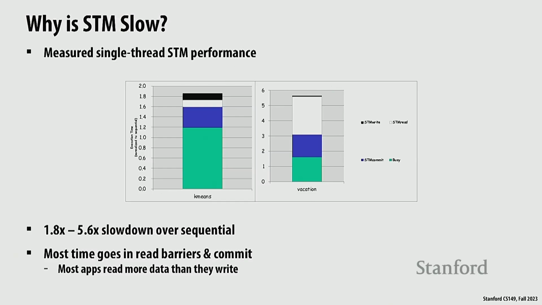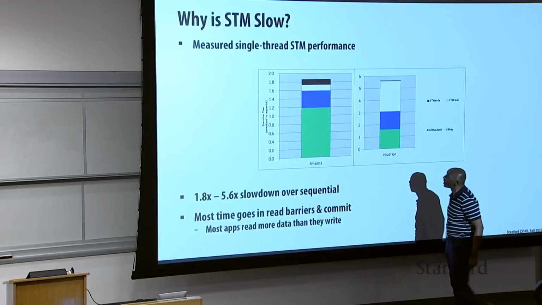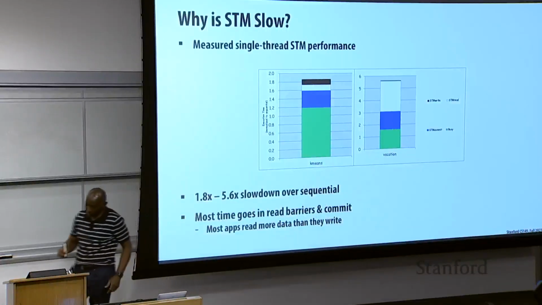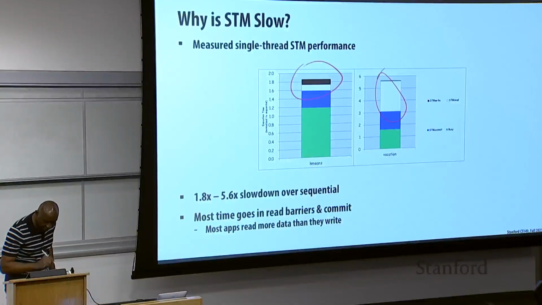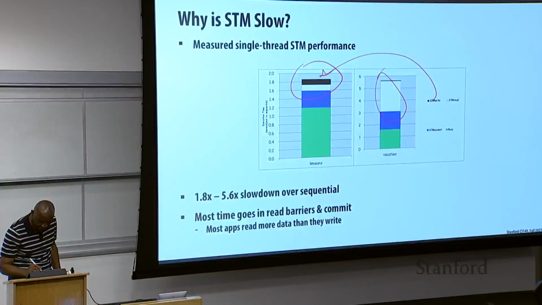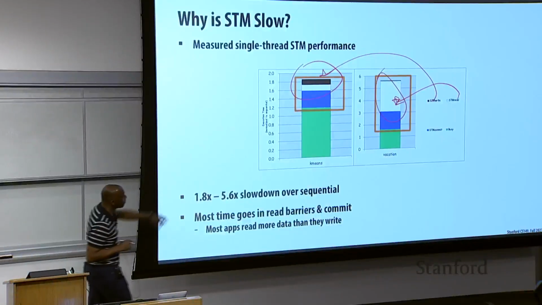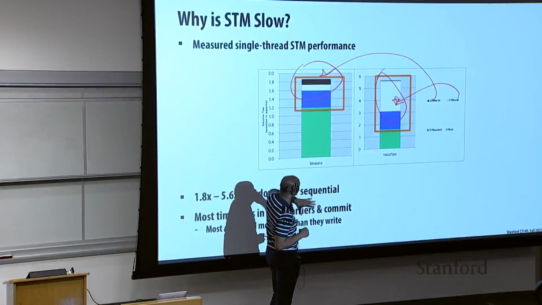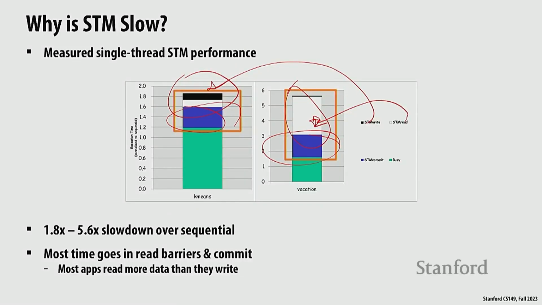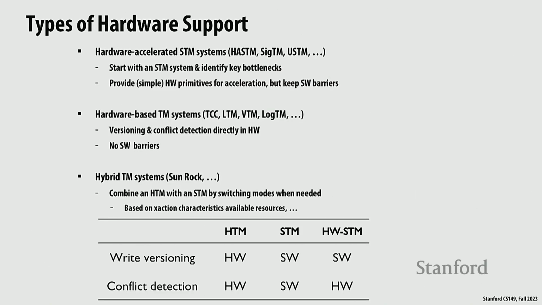And if we decompose the time, we see in these two examples, vacation is this 3-tier server example. K-means is just K-means clustering. And you see that a lot of the time, the white and the black portions of the stack bar chart are due to the STM write, which is black, and the STM read, which is white. So the STM barriers add a lot of overhead, and committing also adds a bunch of overhead, right? And so the question is how can we remove those overheads by judiciously using hardware?